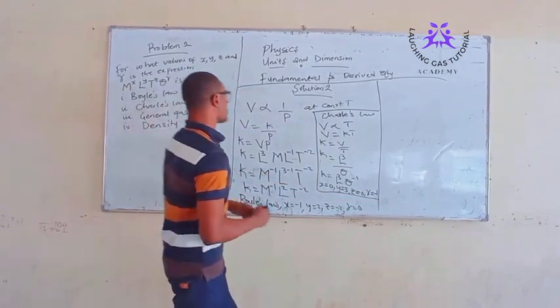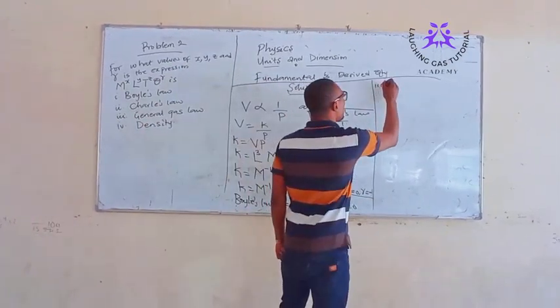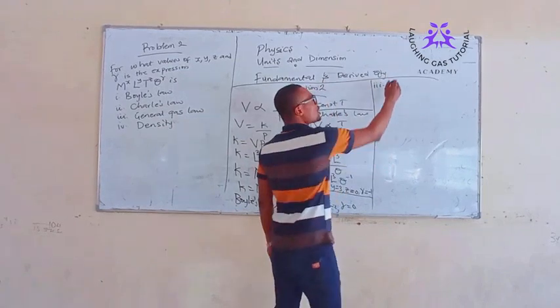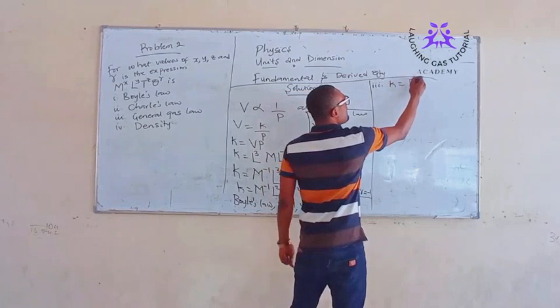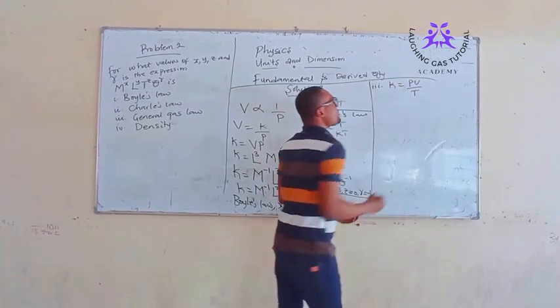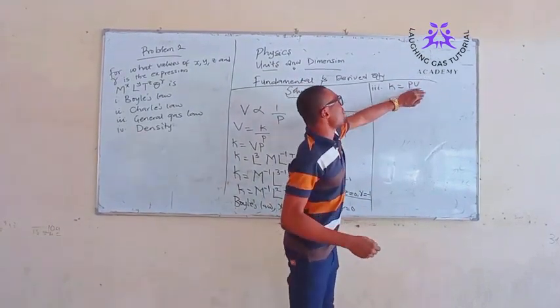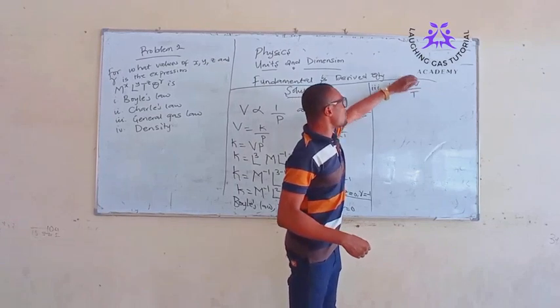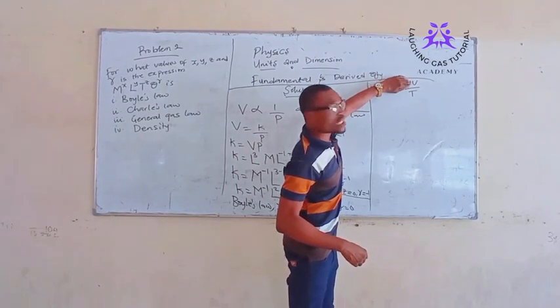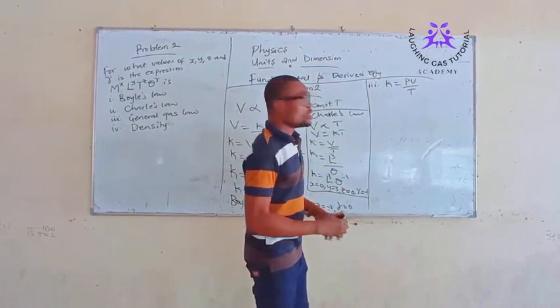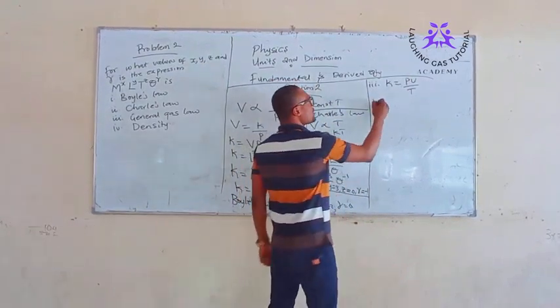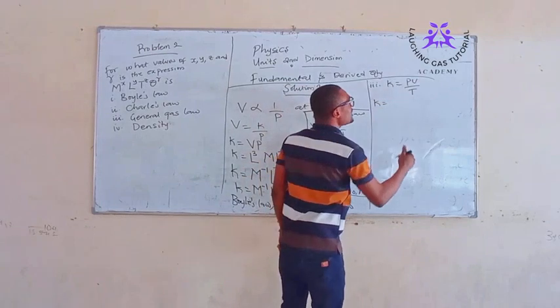Let's see the last two. The general gas law. The general gas law is just the combination of Boyle's and Charles' law. That is PV over T. I usually do this: by the time you cover volume, this is Boyle's law, and by the time you cover pressure, this is Charles' law. The combination of Boyle's and Charles' law gives you the general gas law. So we go straight to inputting the dimensions.